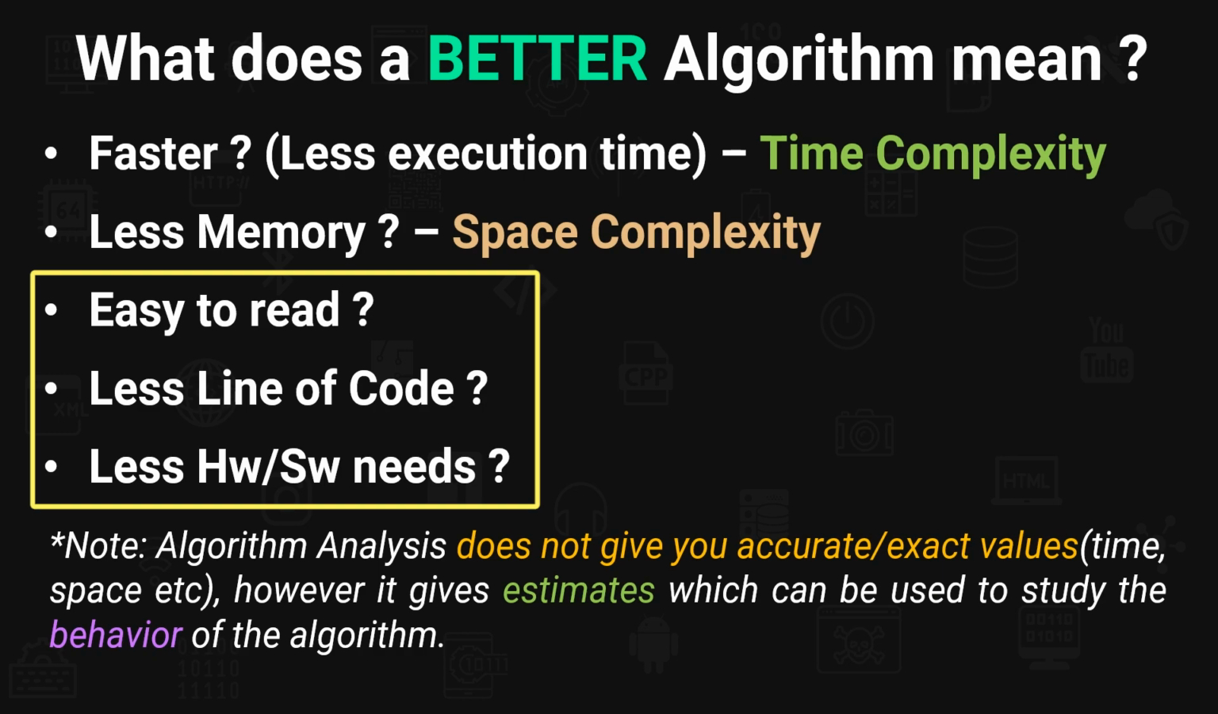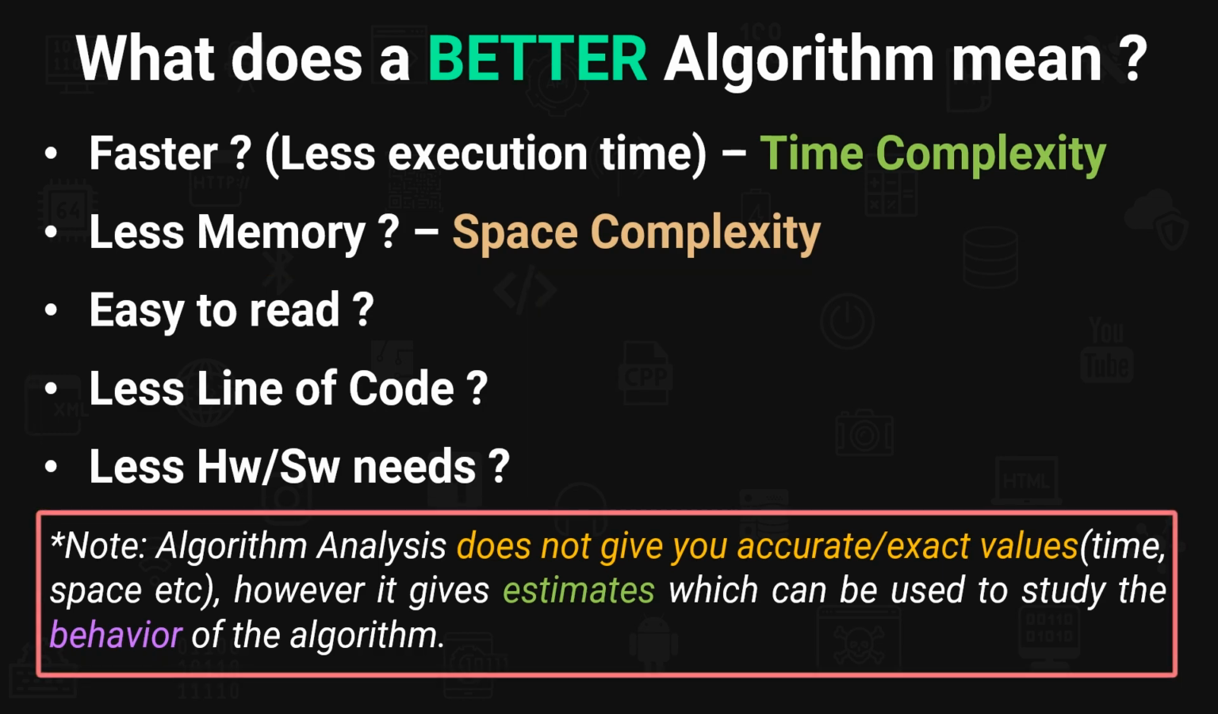So as you can see, there are so many different things, and that's why there is a note over here. Algorithm analysis does not give you accurate or exact values. However, it gives us an estimate which can be used to study the behavior of the algorithm. Now because there are so many different criteria, so many different conditions, you cannot pinpoint and say that my algorithm is going to run in exactly 2 seconds.